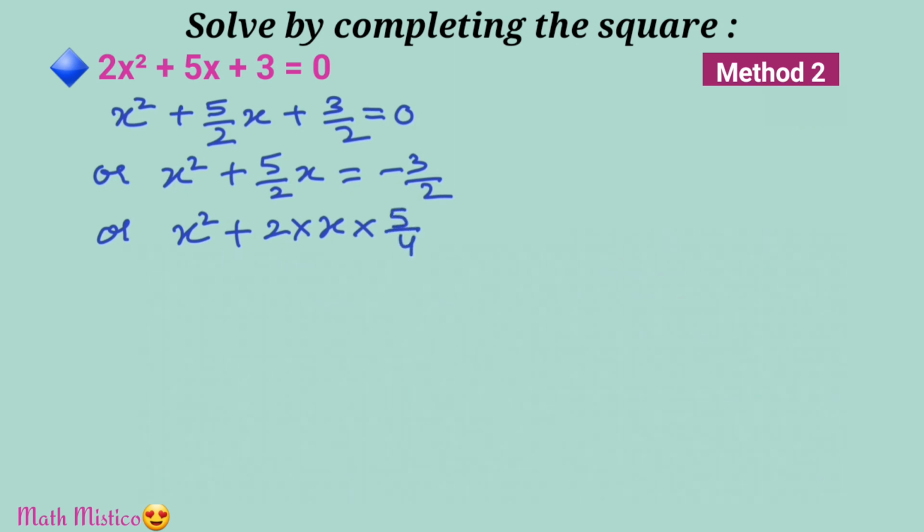If you find this part difficult, then you can use a trick in the second method. Just divide the coefficient of x by 2, and that is the value of b. Next, we have to add its square on both the sides. So plus 5 over 4 whole square equal to minus 3 upon 2 plus 5 over 4 whole square.